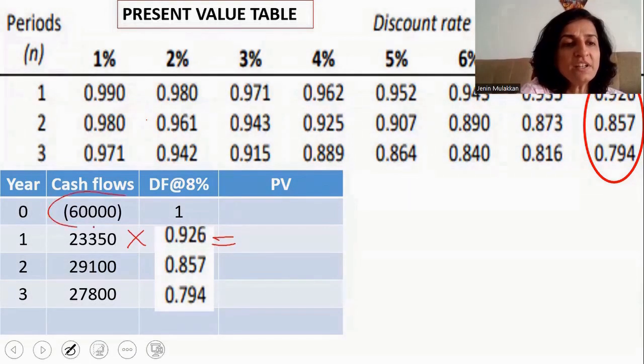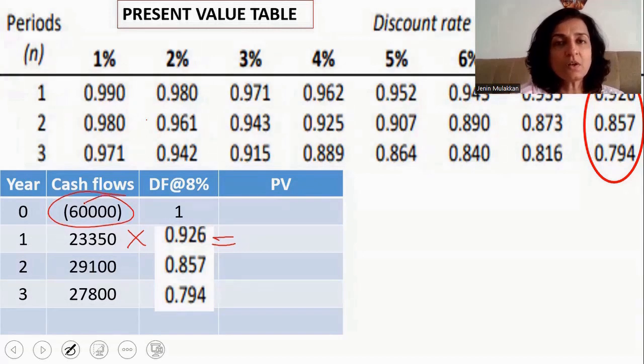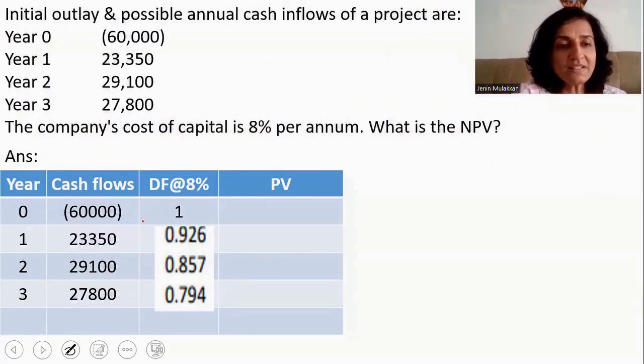Now, for year 0, the investment is $60,000. Since it is a cash outflow, we have indicated it in brackets as a negative figure. You have to multiply it with 1 only. Why are we multiplying it with 1? Because 60,000 is investment now. That is already in present value terms. So negative 60,000 into 1 is again negative $60,000.